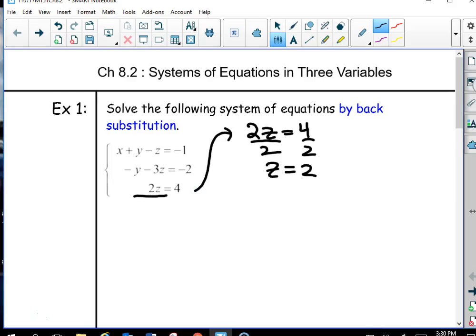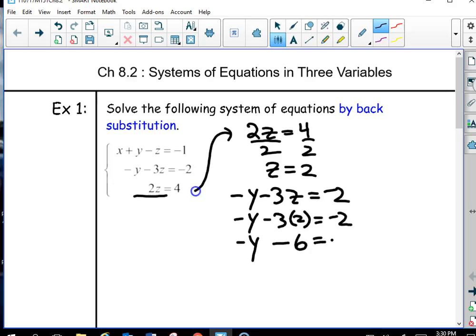Then we back substitute into the next equation, negative y minus 3. And instead of writing, I'll make it as clear as possible, negative y minus 3 times 2 equals negative 2. All right, so negative y minus 6 equals negative 2. Negative y equals 4, or y equals negative 4.